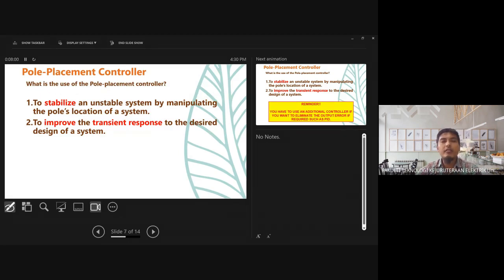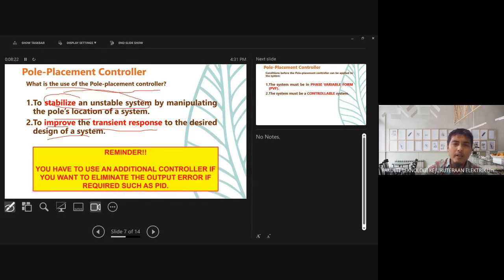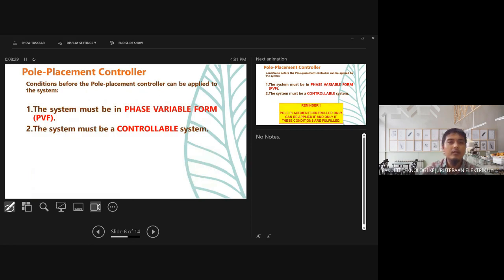So what is the use of the pole placement controller? To stabilize an unstable system by manipulating the poles' location, and the second use of the pole placement controller is to improve the transient response to the desired design. So there are two. As a reminder, you have to use an additional controller if you want to eliminate the output error if required. This one no need to remember. This is the only thing that I would like to focus on.